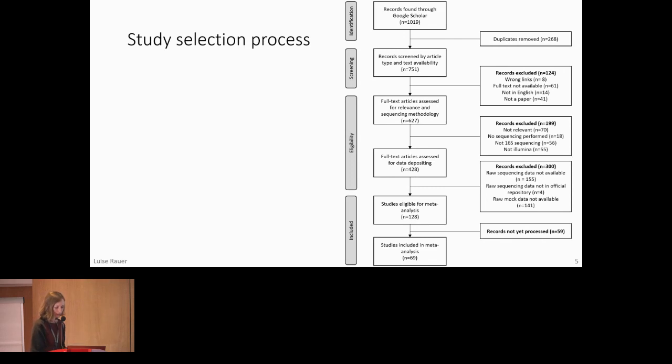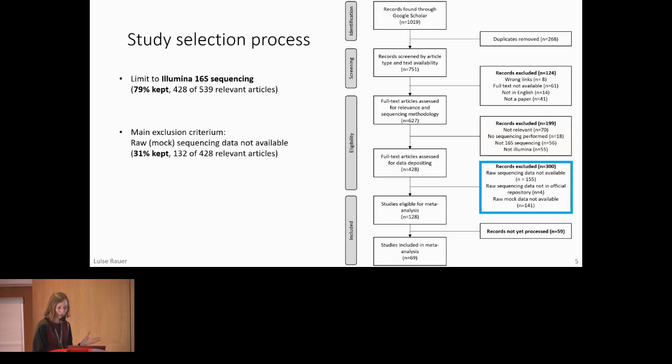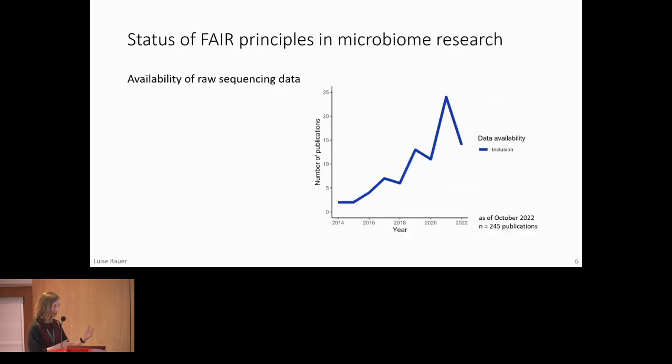I would like to highlight 2 things here. So first, we focused on Illumina 16S sequencing, which was basically just the most widely used method. So we were able to keep 79% of our studies. But then in contrast, the major exclusion criterion was that actually the raw data was not available. So here we were only able to keep around 30% of our studies. And I would like to show you this in a little more detail.